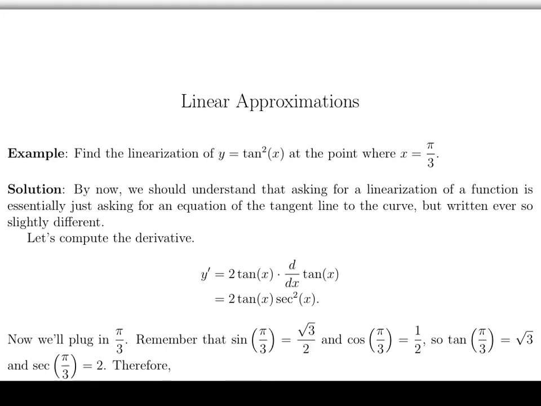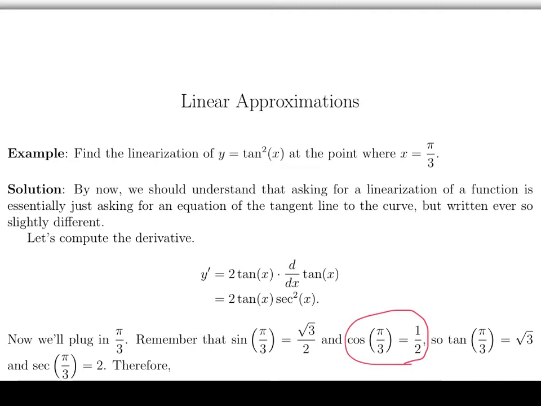Now we want to plug in pi over 3. And just to remind you, let's look at a few values of these trig functions. Sine of pi over 3 is root 3 over 2. Cosine of pi over 3 is a half. So tangent of pi over 3 is equal to square root of 3. Tangent is sine over cosine. Secant of pi over 3 is 2. Remember that secant is 1 over cosine, so we're taking the reciprocal of the 1/2 to get 2.